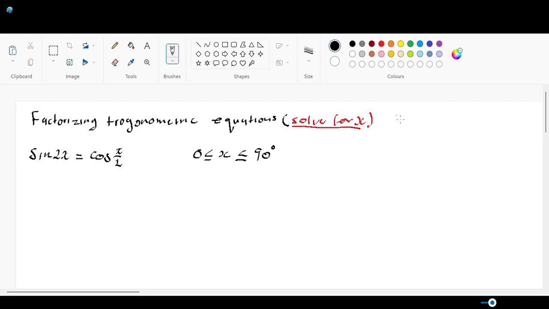But then before I start, look at the restriction here. It's x cannot be less than 0 but should be greater than 0, and cannot be greater than 90 but should be less than 90. So meaning this falls within the first quadrant. Now let me just draw our CAST diagram here. Okay, so this is 0, that is 90.